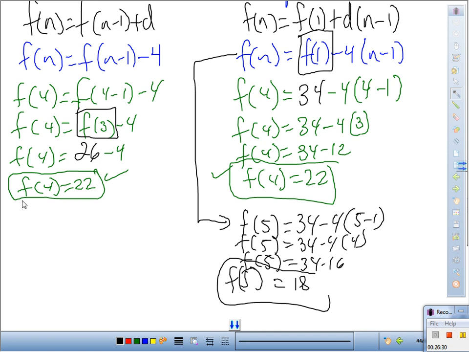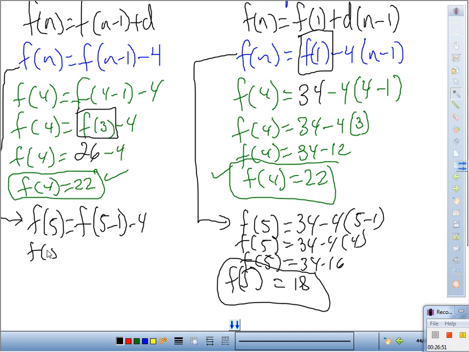However, let's do now using what? The recursive, our favorite one, yeah? So I'm going to start here. And I'm going to write f of 5 equals f of 5 minus 1 minus 4. F of 5 equals f of 4 minus 4. F of 5 equals, what was f of 4 we said? 22. So 22 minus 4. F of 5 equals 18.